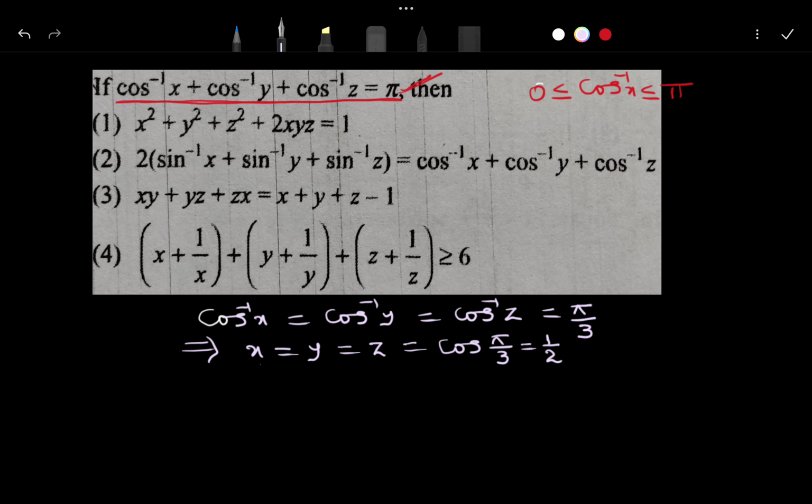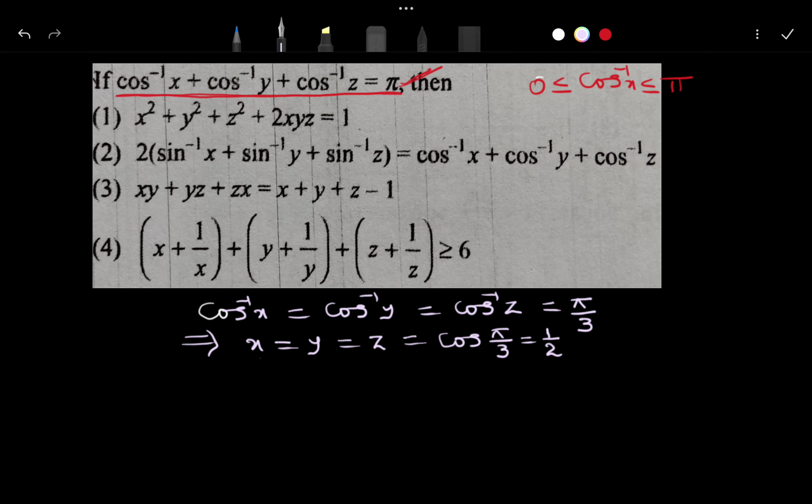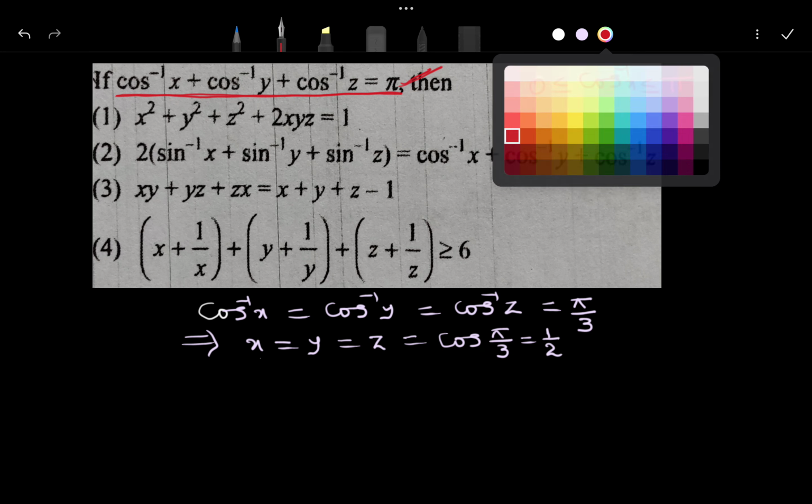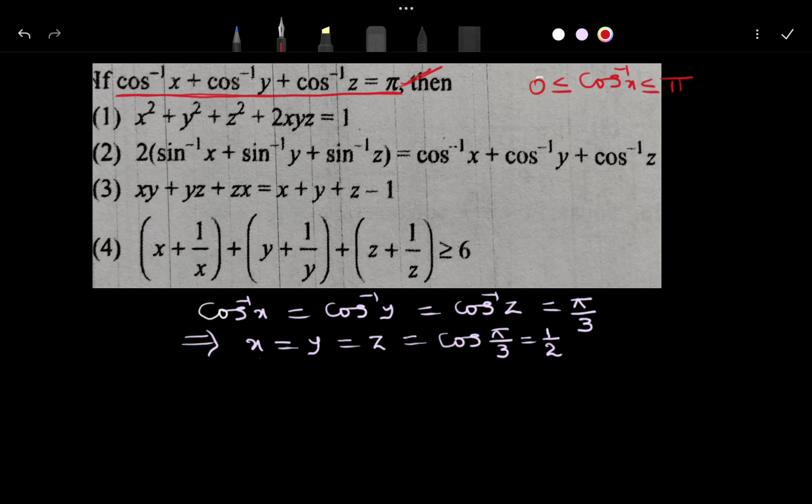Now you see option 1. What is that option 1? Option A, the first option. Option 1 is x square plus y square plus z square, plus 2 into x into y into z. This result will be equal to 1. Now you check the LHS value by substituting all this. Is it equal to the RHS or not?